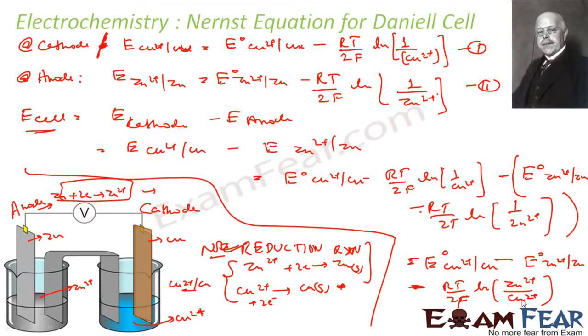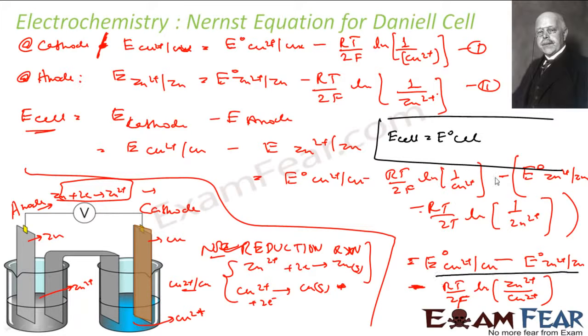This is only for the Daniell cell, right? So let me write this. The final equation we got here is E of cell is nothing but E naught cell, because this is E naught cell, minus RT by 2F ln of Zn2+ by Cu2+. So that is my Nernst equation, and it gives a very good picture.